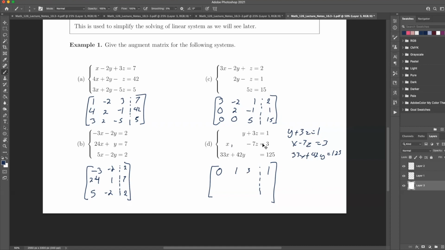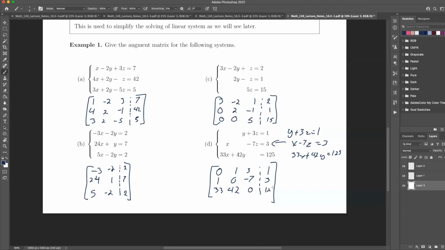So even if it looks like this, kind of think of it like this in your head. And that's why I wrote the problem with this spacing. Because it'd be 1x, 0y, and minus 7 on the z equal to 3. And then here I'll have 33, 42, 0, and 125.